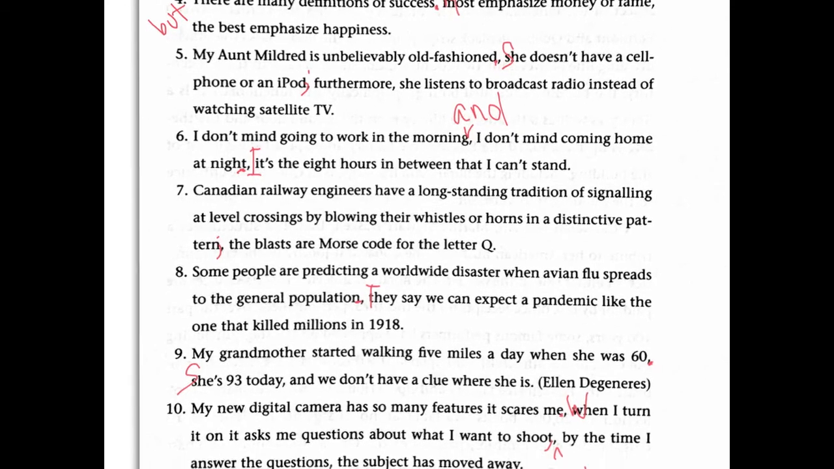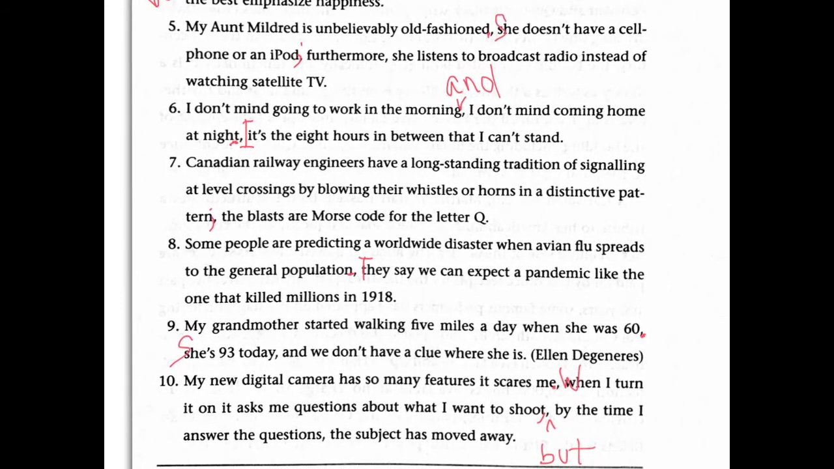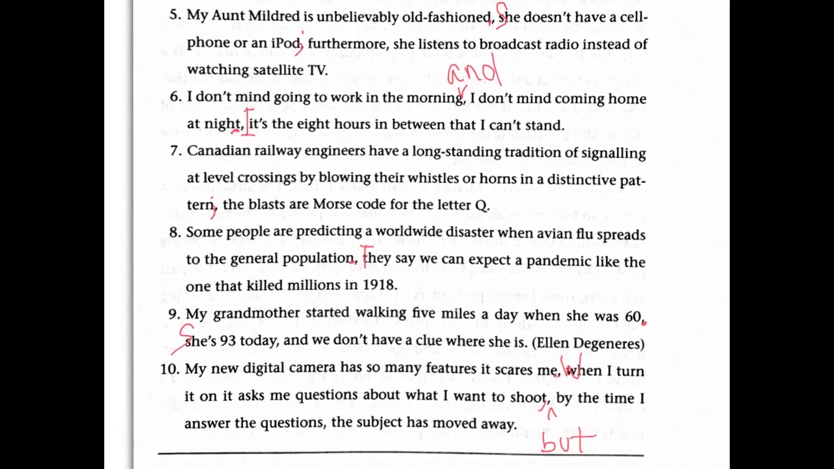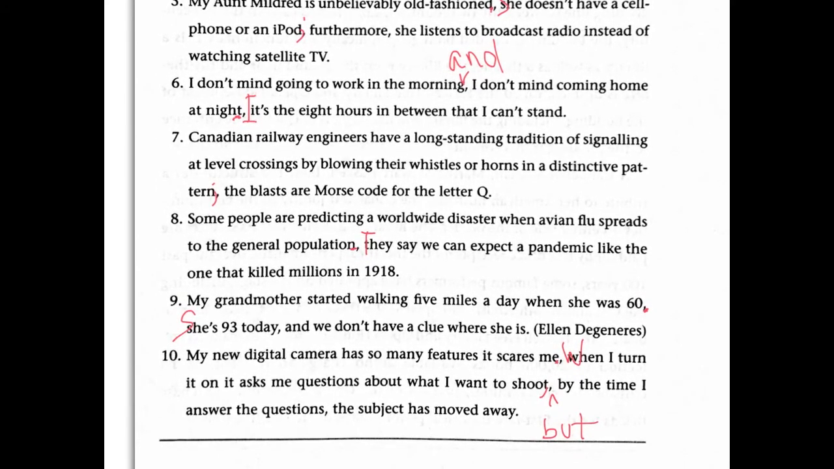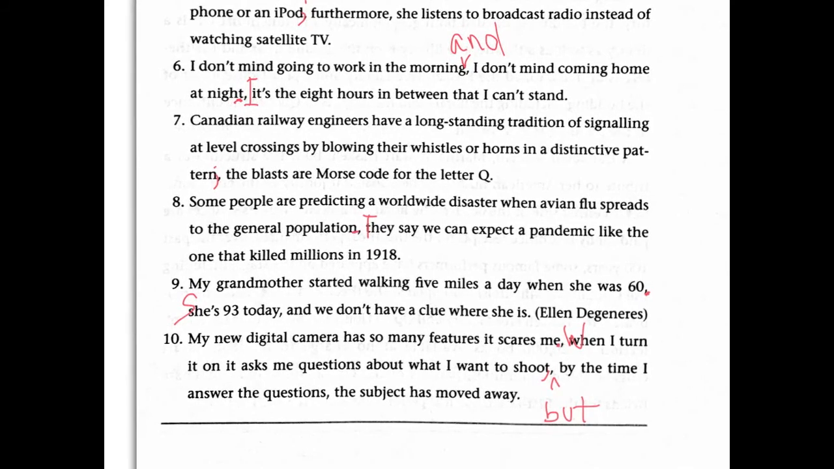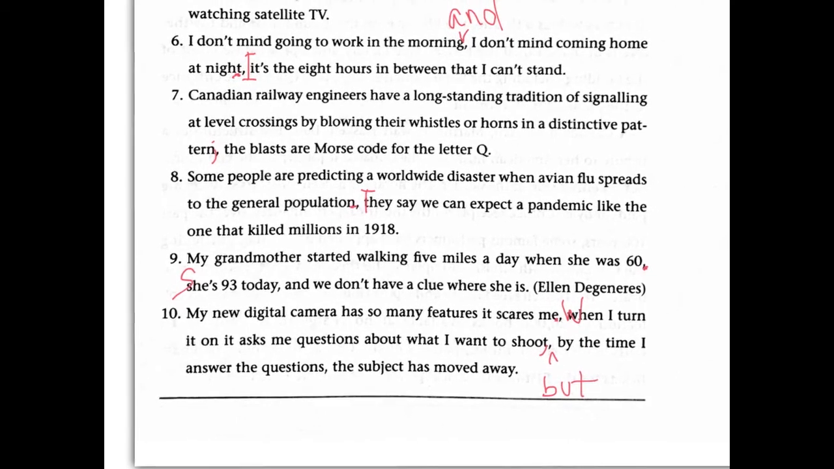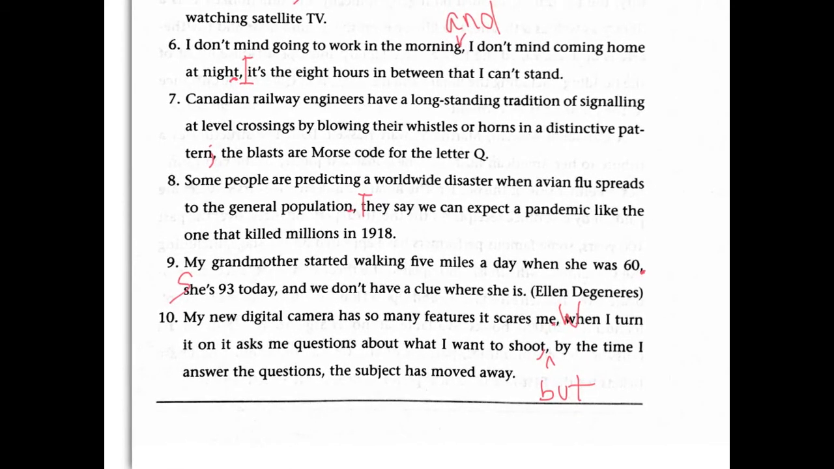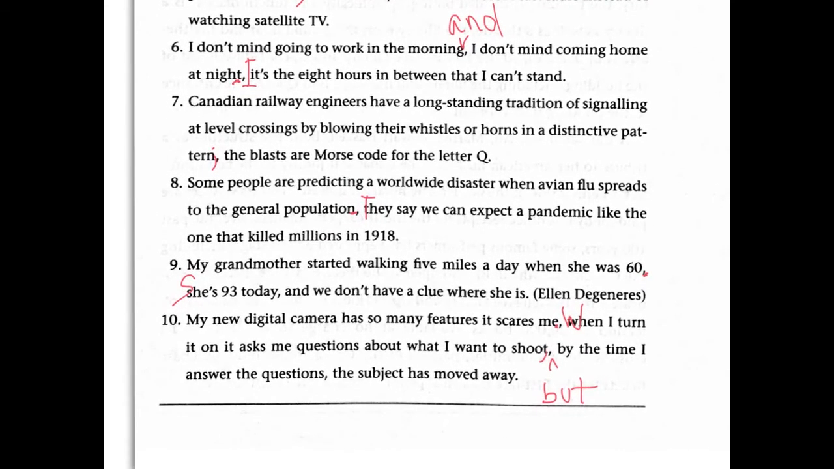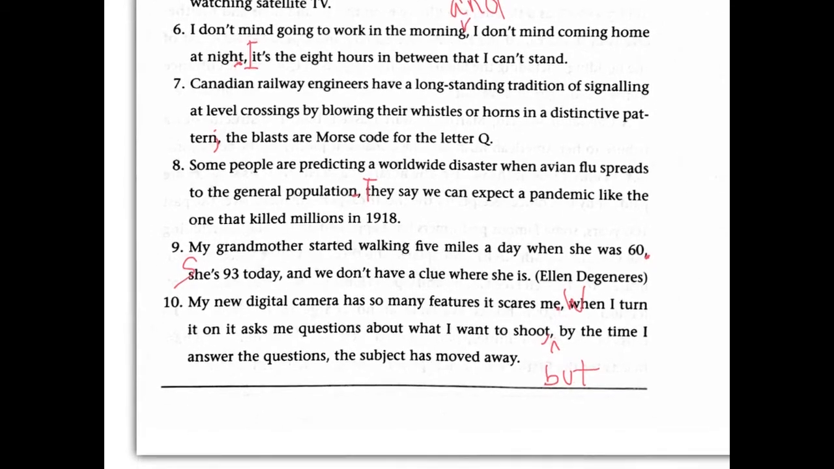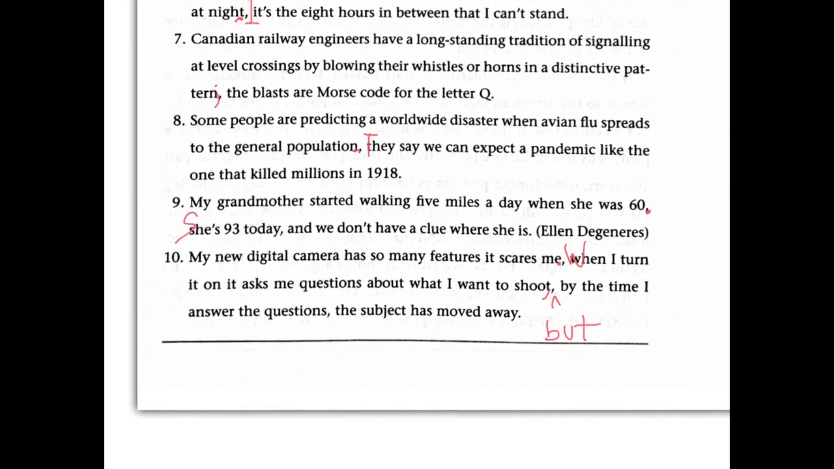Okay. Number 5. My Aunt Mildred is unbelievably old-fashioned, period. She doesn't have a cell phone or iPod, semicolon. Furthermore, she listens to radio broadcasts instead of watching satellite TV. Number 6, I don't mind going to work in the morning, and I don't mind coming home at night, period. It's the 8 hours in between that I can't stand. That's not true of our job at all. We enjoy being at work, so that's a fictitious sentence.